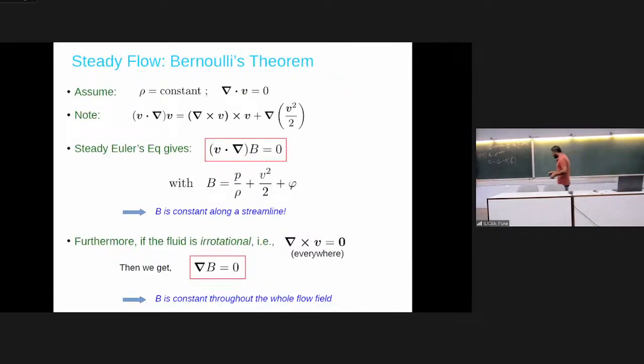So let's just quickly go through some very specialized flows. Again, due to time, I will not be able to tell much, but whenever the speeds of your interest, the same medium can be compressible or incompressible, depending on your question. Whenever the speeds involved are much smaller than the local sound speed, you treat the gas as incompressible. Incompressible simply means that the density cannot change.